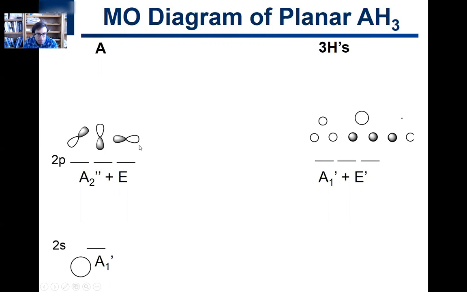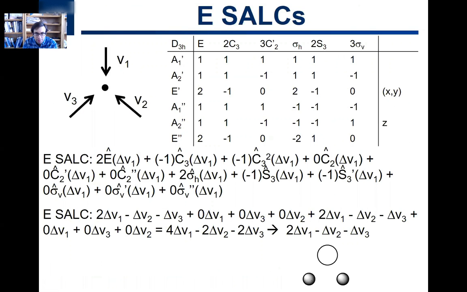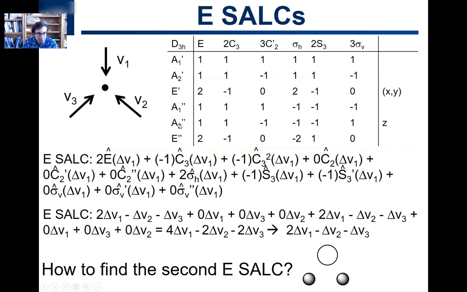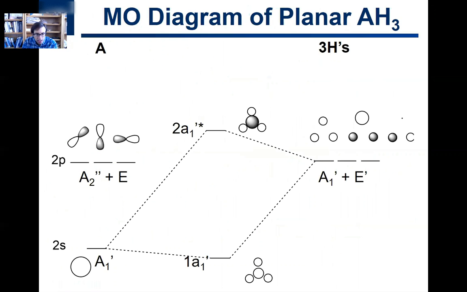What are the symmetries of those? In order to figure that out, we have to go to the character table, right? So here's the character table. You can see x and y vectors transform as the px and py orbitals. So px and py are going to transform as E prime, and the pz is going to transform as A2 double prime. Let's go back here. That's why we have A2 double prime for the pz and E prime for the px and py.